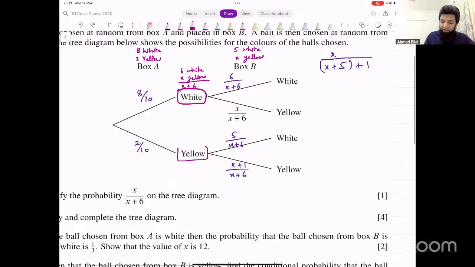If we select yellow from the first box, the composition in the second box now becomes 5 white.